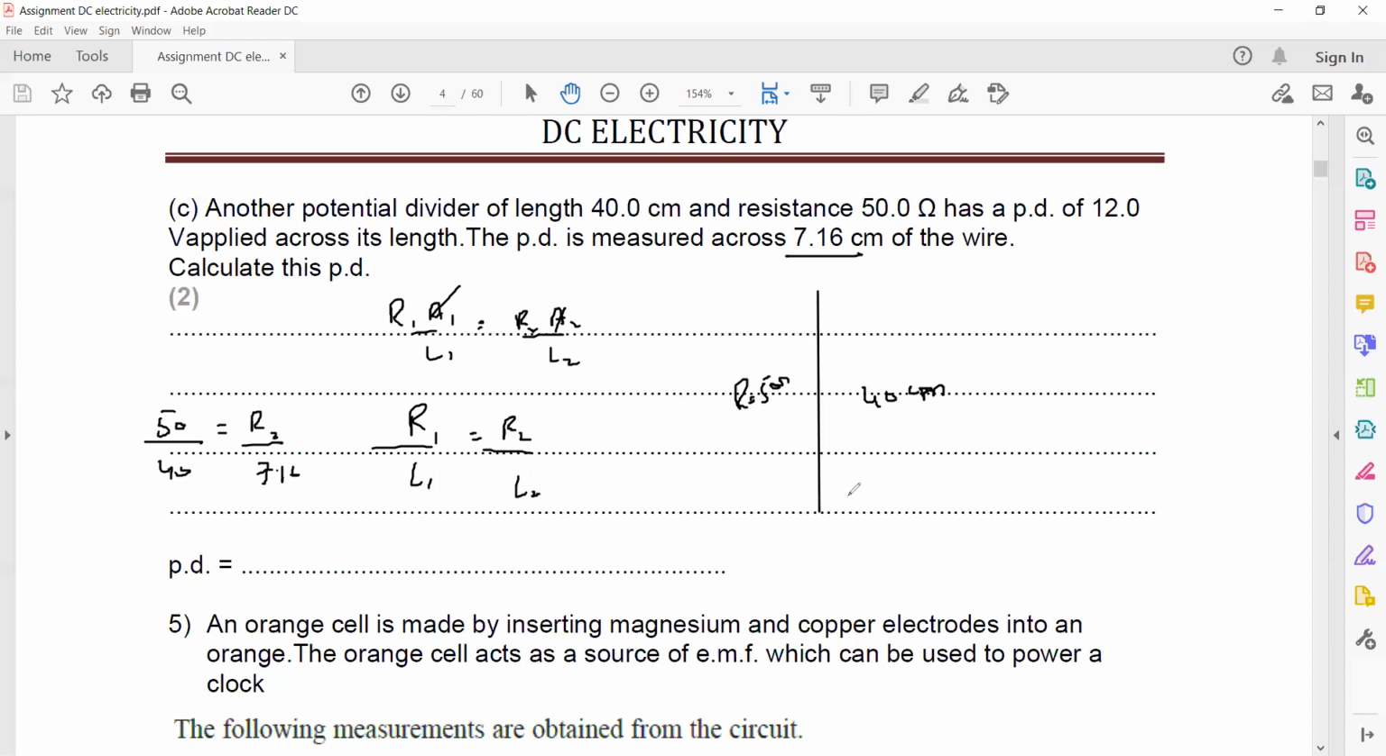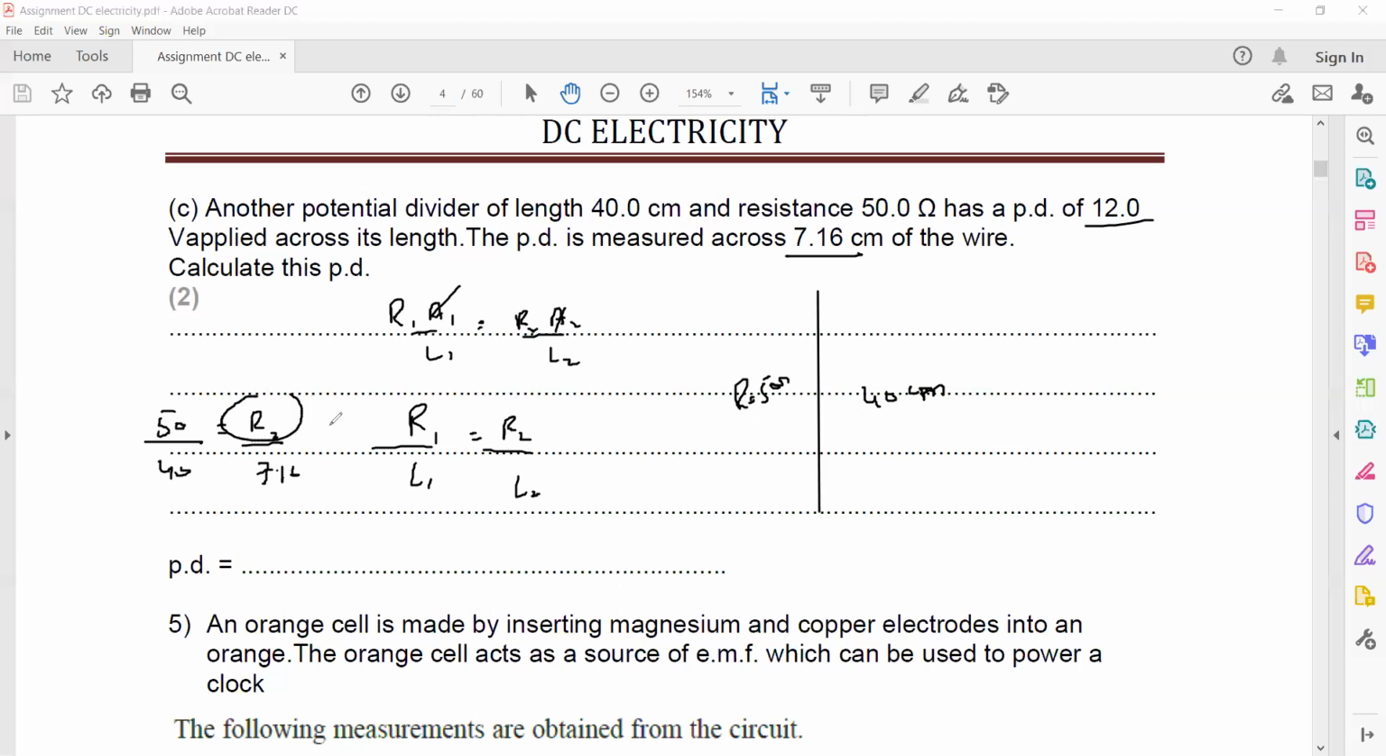And after knowing the resistance, you can use the formula because the total 12 is there across it. So you can use the formula V is equal to IR and calculate that. That is one method. Then there is also another way, the potential divider circuit. So you can use a potential divider circuit.